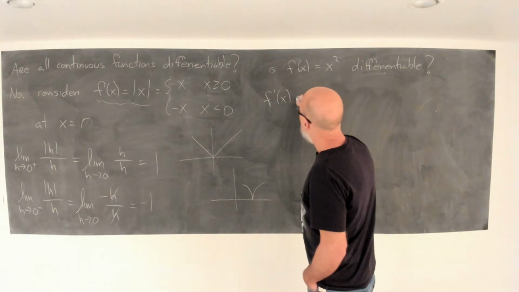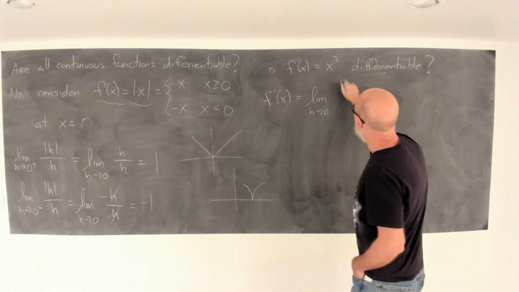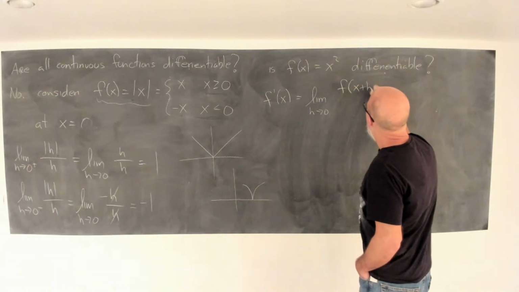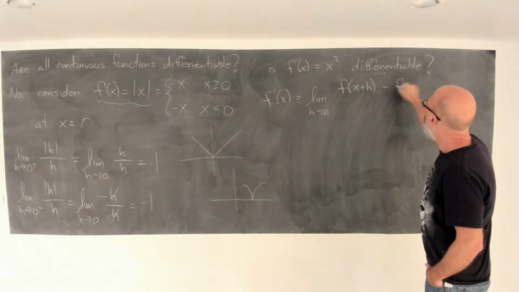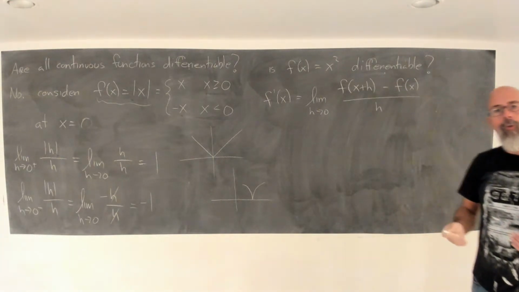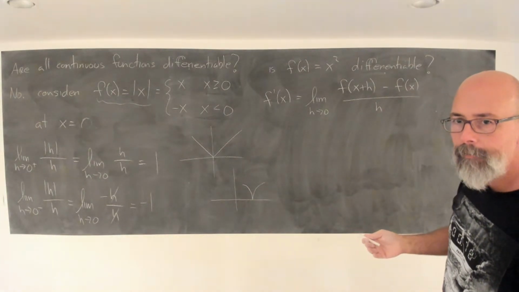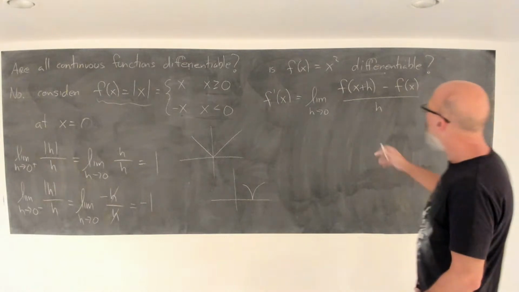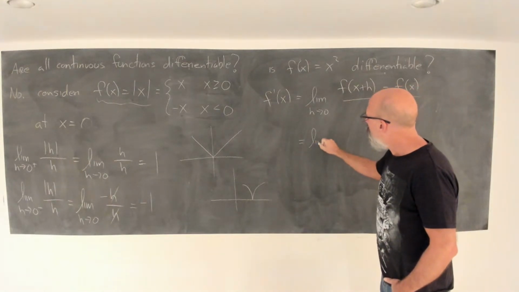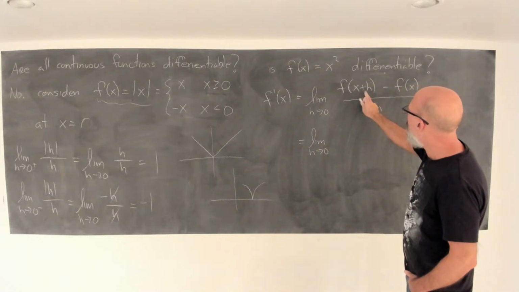Let's just quickly work out the derivative, see what happens. I won't do it for 0 specifically. Let's do it for all values of x, and let's see that this function is differentiable for all values of x.